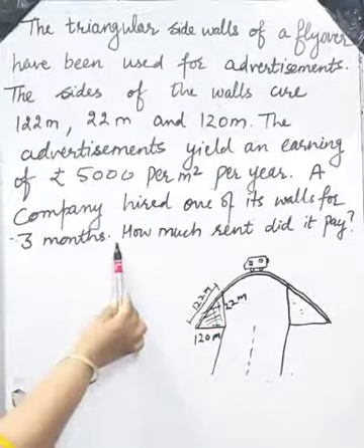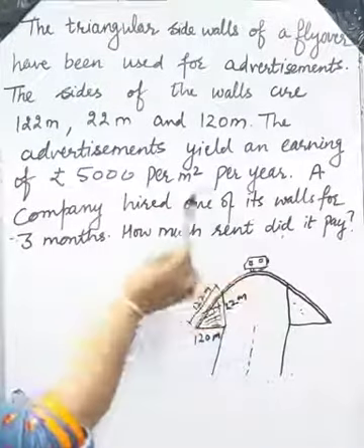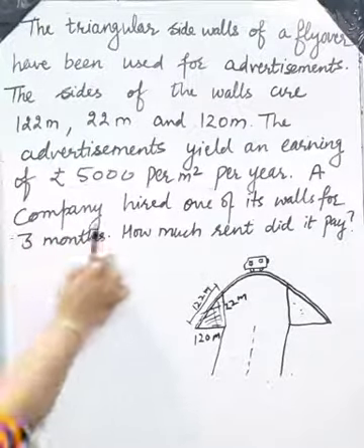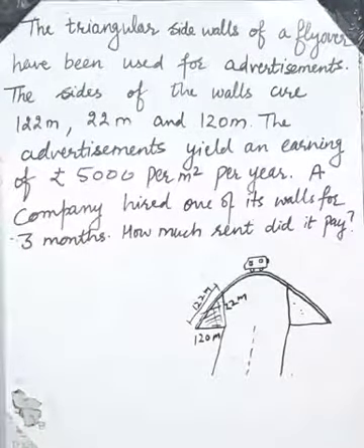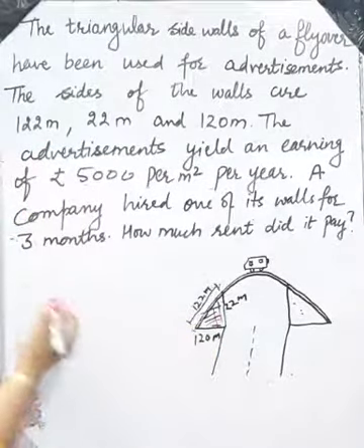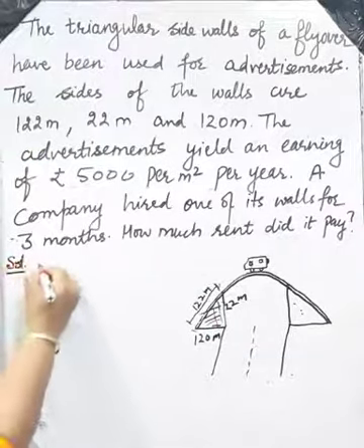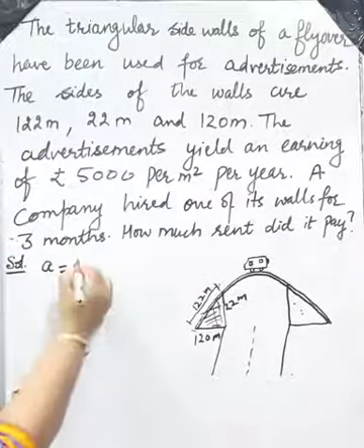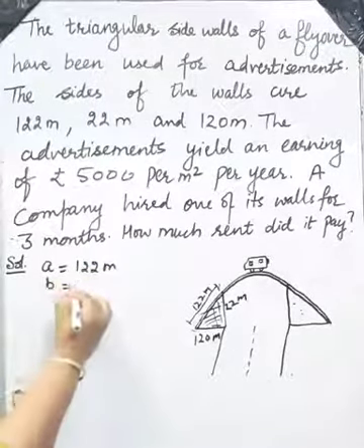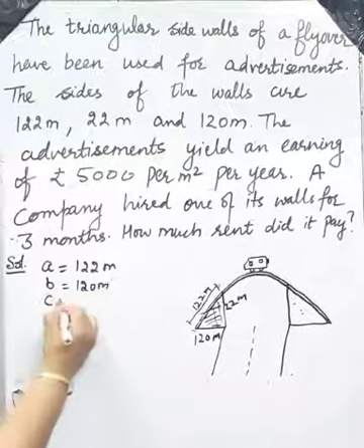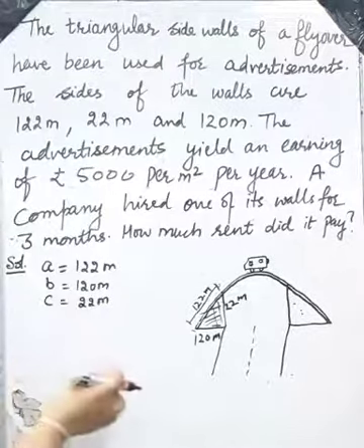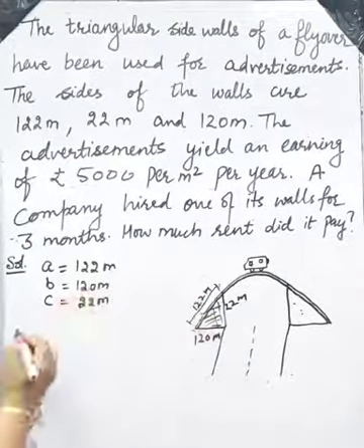For 3 months. How much rent did it pay? It means we have to find the rent payable by the company for 3 months. Now first of all, we have to find the area of this triangular wall by using Heron's formula. Therefore, a equal to 122 meter, b equal to 120 meter and c equal to 22 meter.